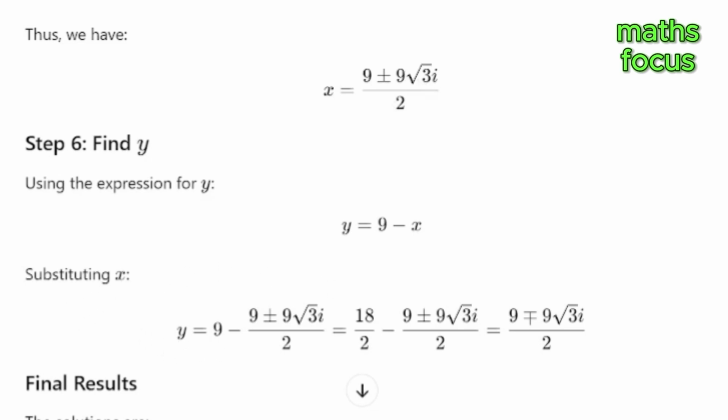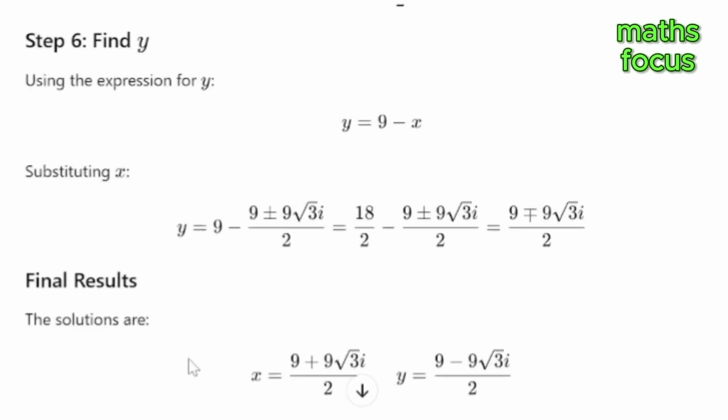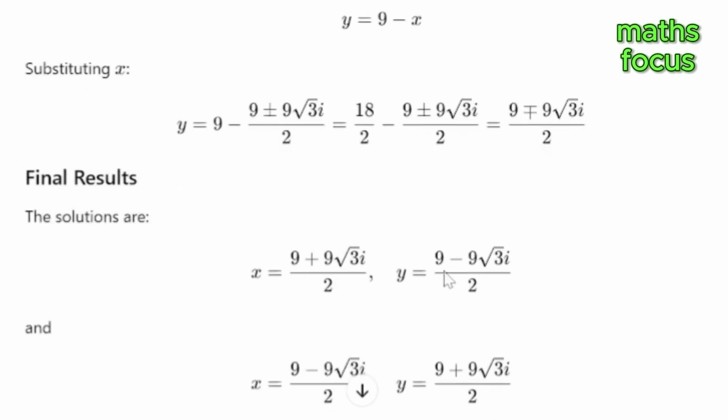Then here we have y is equal to (9 minus 9 plus or minus 9 square root of 3i) divided by 2. This is equal to 18 divided by 2 minus 9 plus or minus 9 square root of 3i divided by 2, and this is equal to 9, then minus plus 9 square root of 3i divided by 2. So the final result is x is equal to (9 plus 9 root 3i) divided by 2, and then y is equal to (9 minus 9 root 3i) divided by 2.